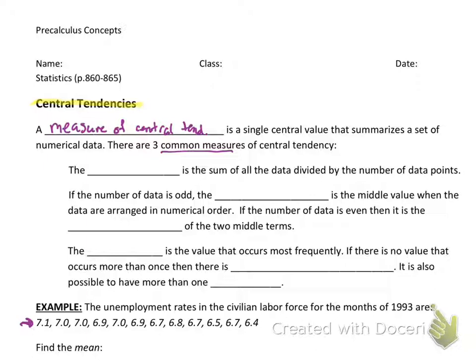So the mean is the sum, that means you add them all up, of all the data divided by the number of data points. Okay, so think mean, like, she's so mean, she's making me do math. Adding them all up is the mean.